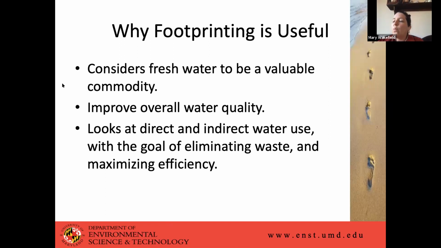Let's see. So we consider freshwater to be a valuable commodity. It improves your overall water quality, and it looks at direct or indirect water use with the goal of eliminating waste and maximizing efficiency. Basically, when you know how much blue, green, and gray water you are using, you can also look at opportunities to trade some of that out to see if you can substitute in some blue water for green water if it's worthwhile, or green water for blue water, or blue water for gray water. And we'll get into that a little later.